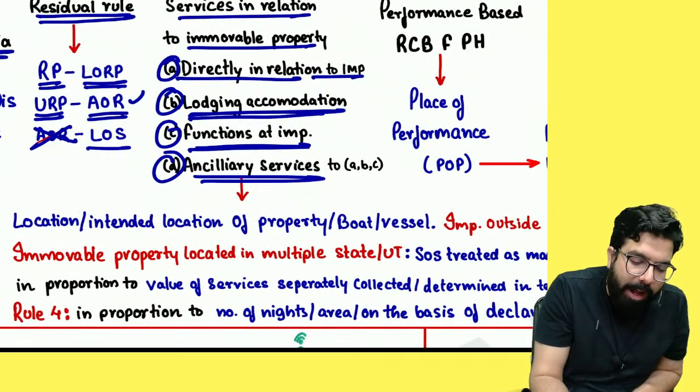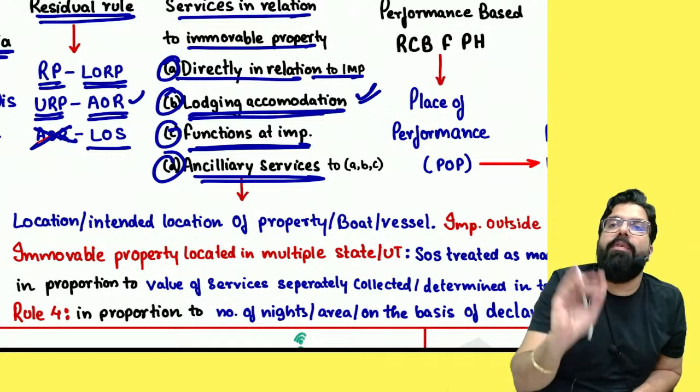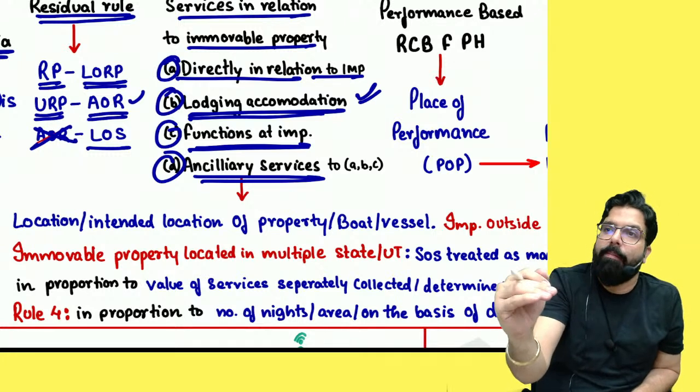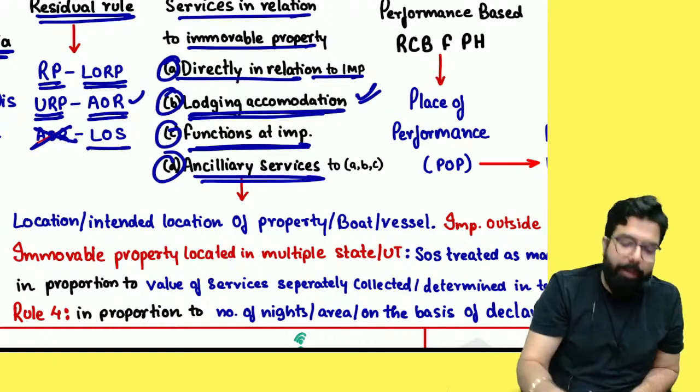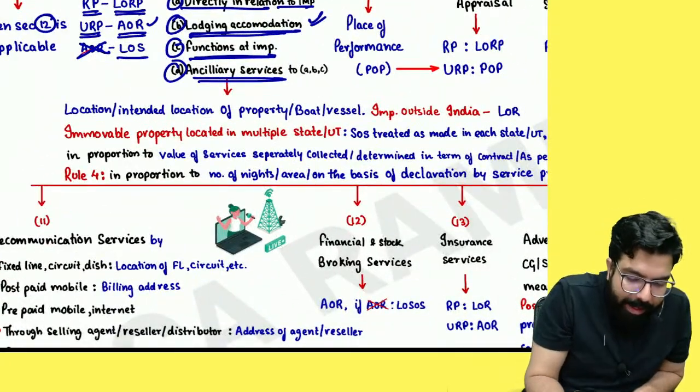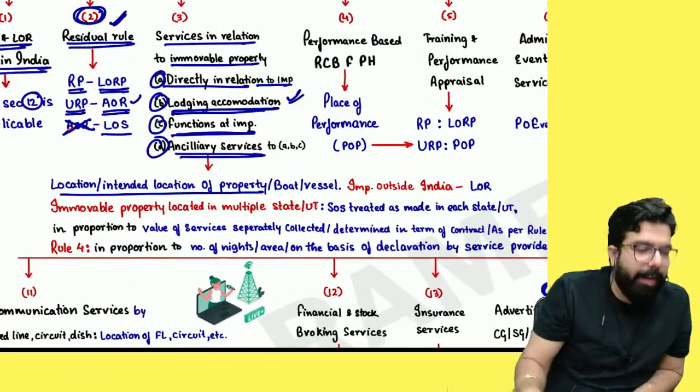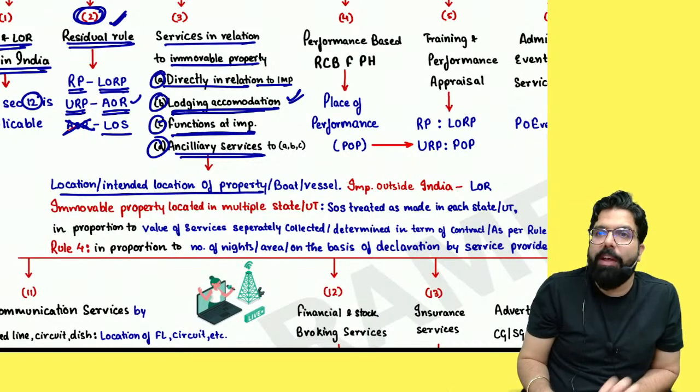Or any ancillary services, if I am going ahead and giving in relation to this. For an example, along with lodging, if I go ahead and give you food, is that an ancillary service? Then for that also the place of supply will be what? Where the property is there, that will become the place of supply. Are we all clear till here?